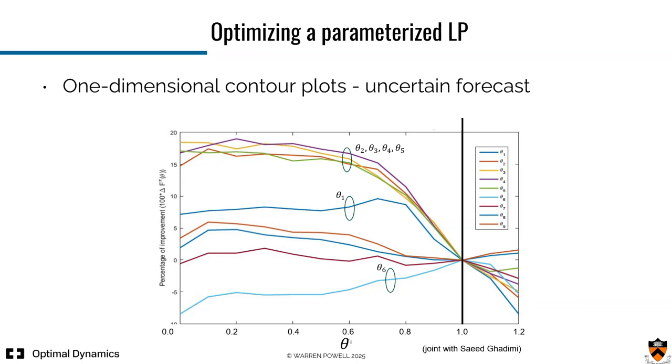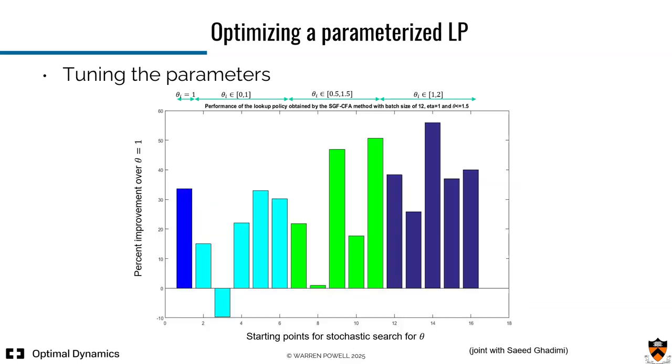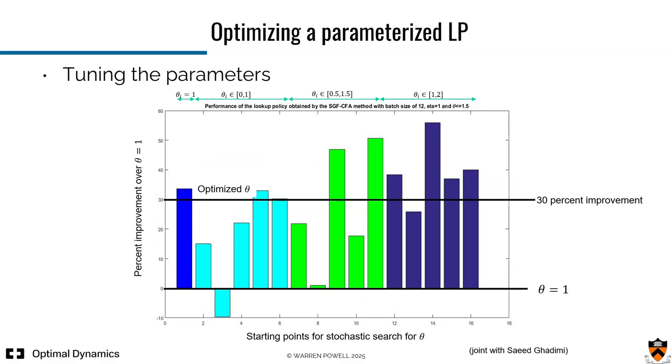Now, obviously, we could do different parameterizations. This is a great area of research for somebody who wants to get into it. But for the most part, choosing the parameterization, just as in machine learning, is a bit of an art form. Now, we did a number of different runs. This is what we get when we fix theta equal to 1. And then we optimize theta. We get about a 30% improvement.